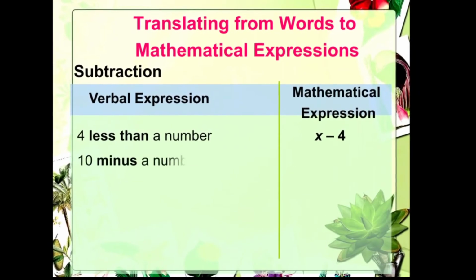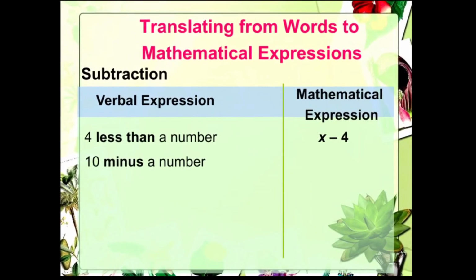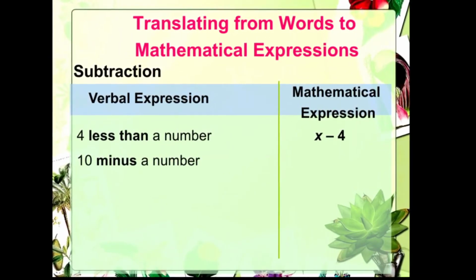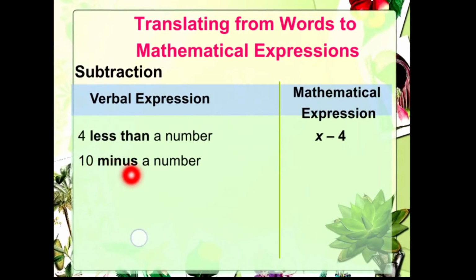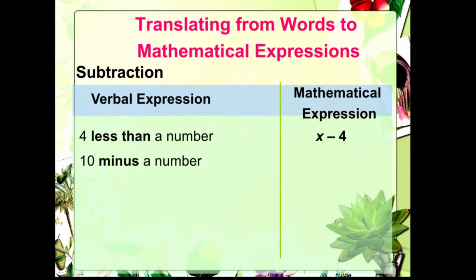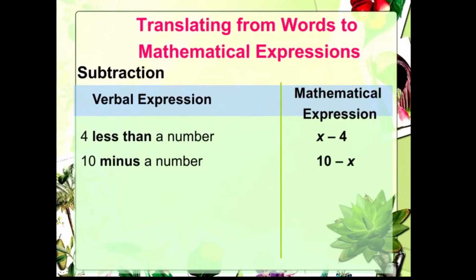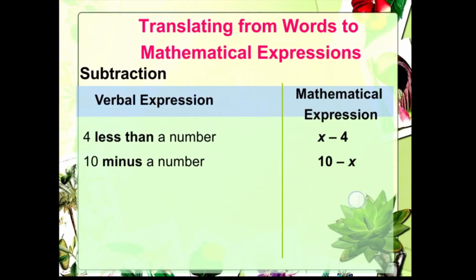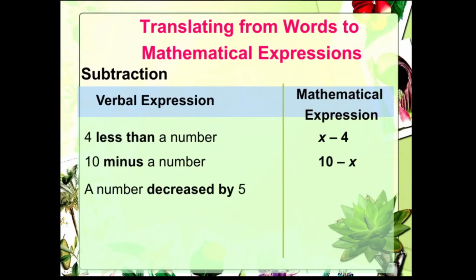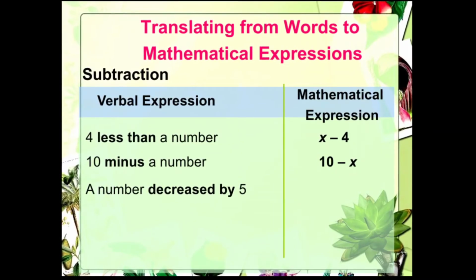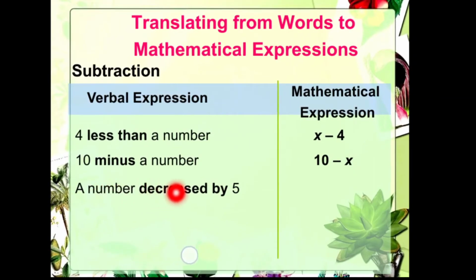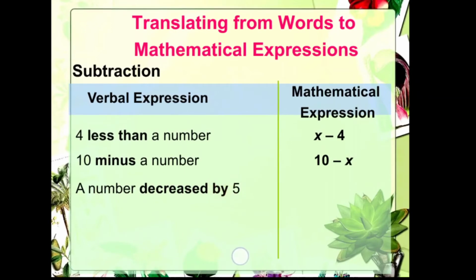Next, 10 minus a number. So, you have to write it based on the order of the given. You have to write 10, then minus, then a number or the letter. So, in this case, our answer is 10 minus x. 10 minus a number. Next, a number decreased by 5. So, the missing number, that is x, for instance, then decreased by, that is minus 5. So, our answer here is x minus 5.